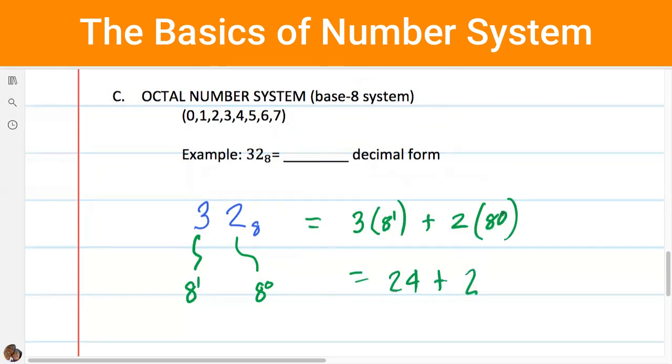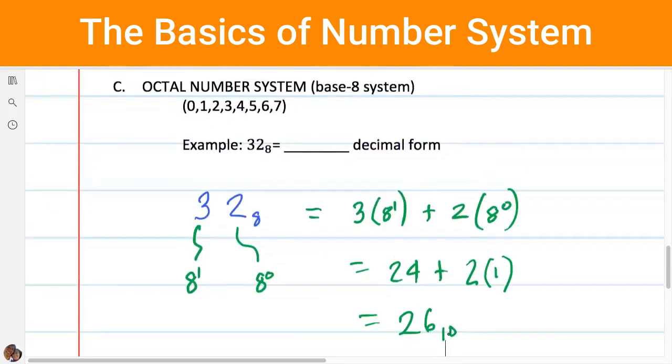Take note, this is 8 raised to 0. I will erase this first. So to make this one clear, this is 8 raised to 0. This will become 2 times 1. So meaning to say, the number 32 in octal system is equivalent to 26 in decimal system. Now, we have tried that before in our Python program.